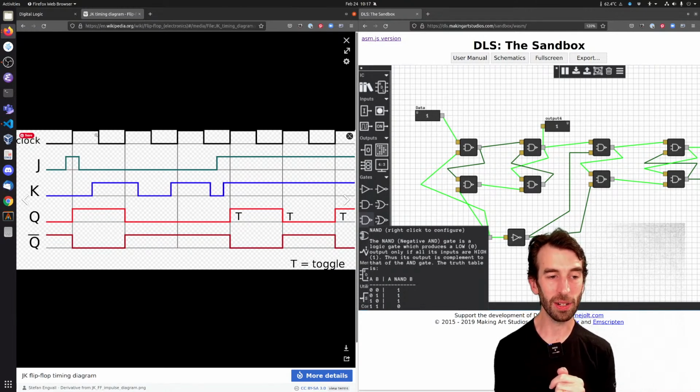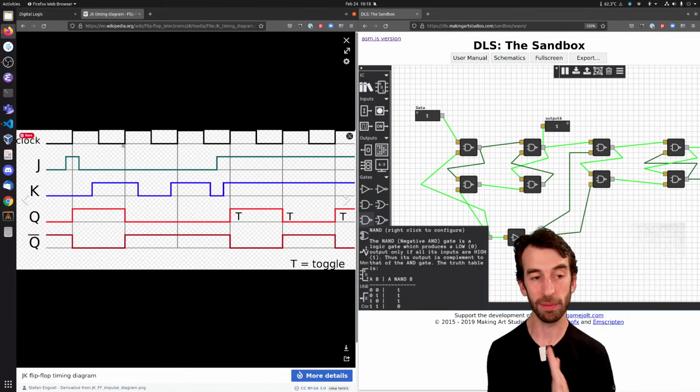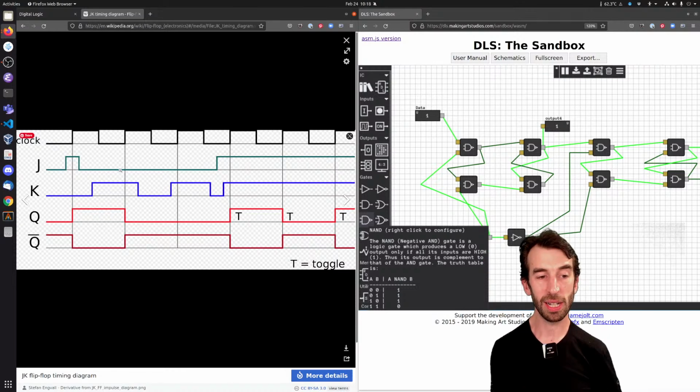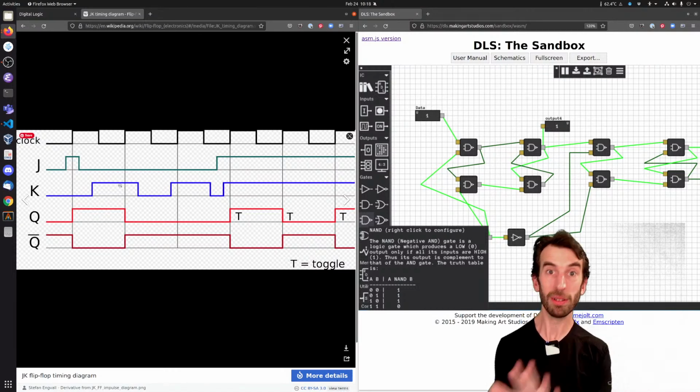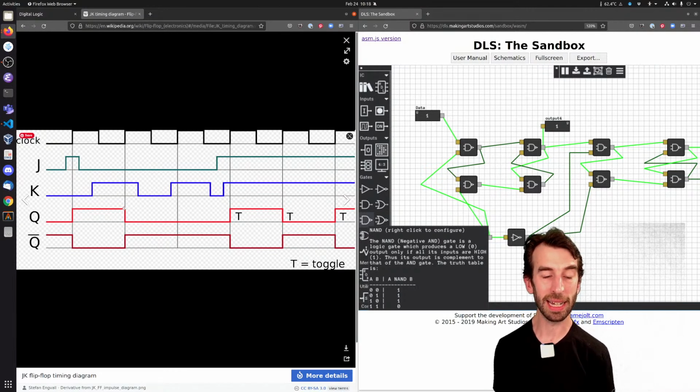Then somewhere in between, the clock is going down. We change J to low, we change K to high. Nothing's changing so far on the outputs of our flip-flop. But then when the clock goes high again, that's what we call a positive edge, where the voltage is rising at a certain time. That triggers the flip-flop to look at its inputs, and the inputs are then reflected on the outputs. So as soon as that clock goes high, it allows the reset input to take effect, and then we get Q going low and not Q going high.